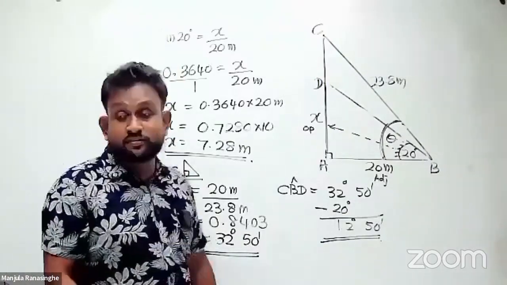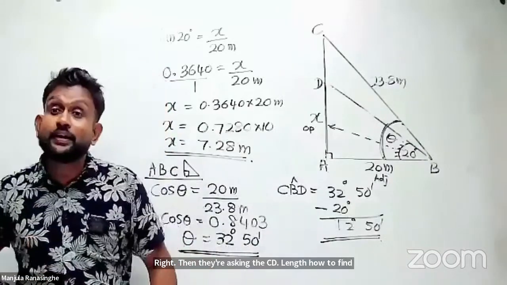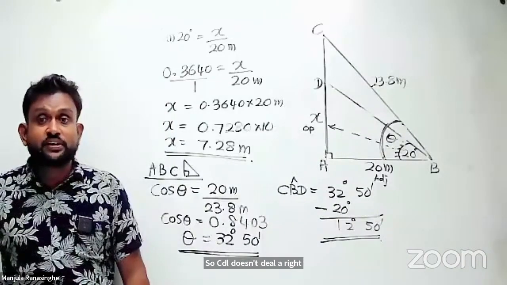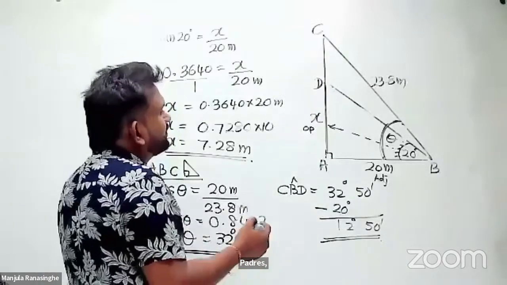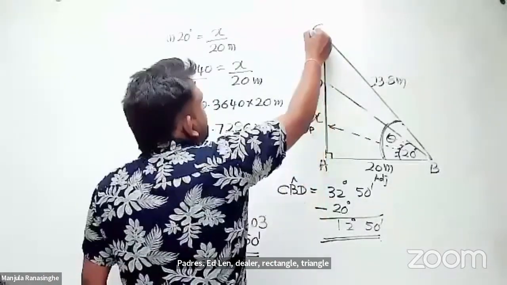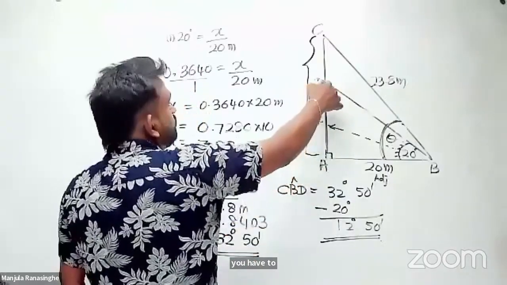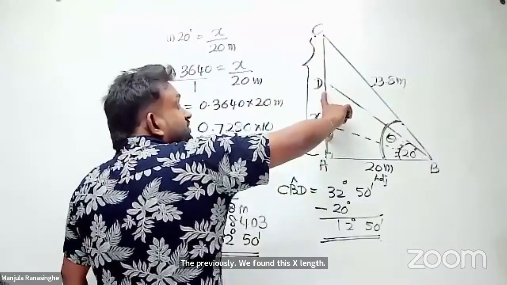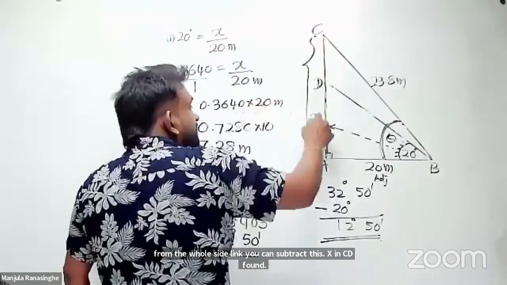Then they're asking for the CD length. How to find the CD length? CD length doesn't deal with a right angle triangle side, but you have to check what x was found. You can find the whole side length. Previously we found this x length. Then from the whole side length, you can subtract this x. Then CD is found.